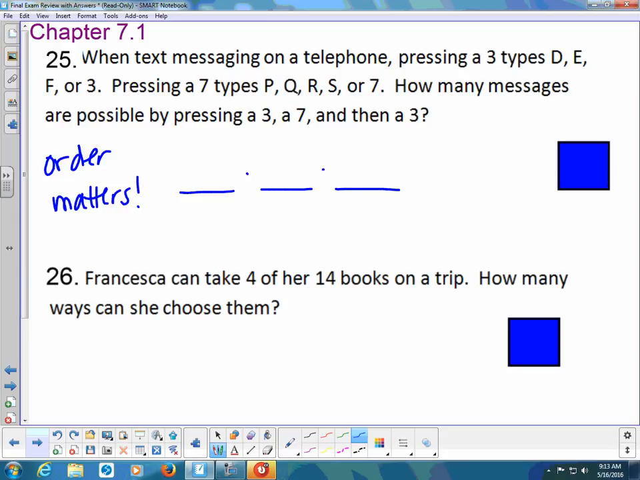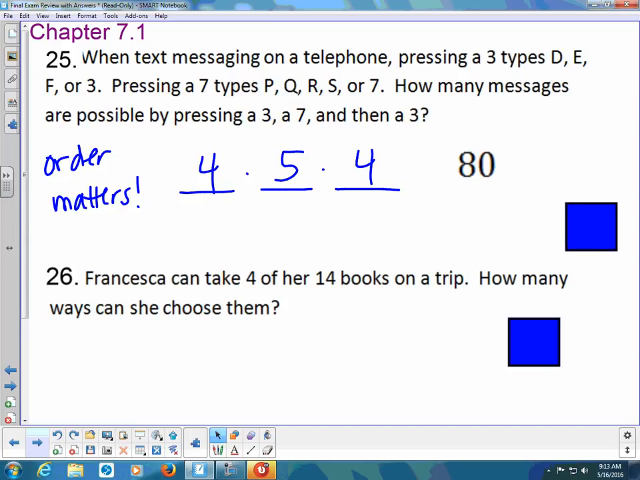If I press the number 3 first, well, it could have either been a D, E, F, or 3. So I have 4 options for that first part of the code. Then I'm going to press a 7. How many options for the number 7? 5, because it would have been P, Q, R, S, or 7. And then I'm going to press the number 3. How many options there? Back to 4. If I multiply those together, that should give us the answer of 80.